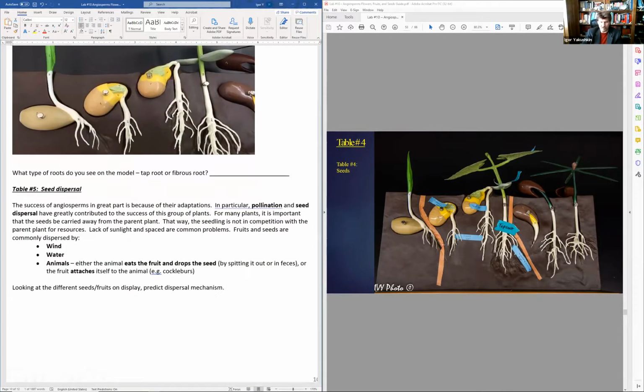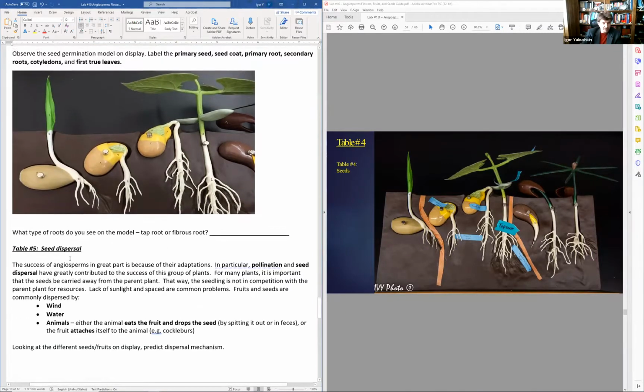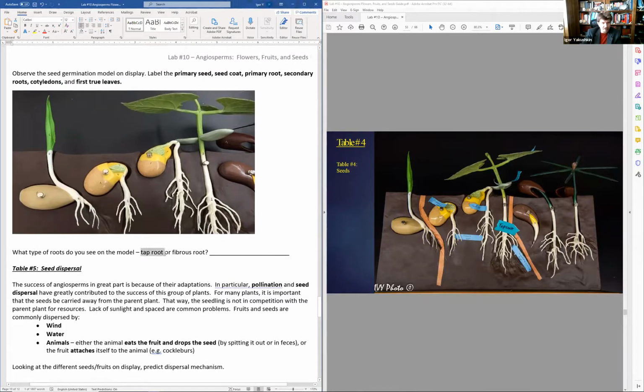Okay, so make sure that you will be able to see the taproot, the main root, and here you don't really see the taproot. So what kind of root will we have here? A fibrous root. What type of roots do you see on the model, taproot or fibrous root? Here we're looking at the fibrous roots. That one and that one are taproots, because you can clearly see the main root with the secondary roots coming out. Here, it's hard to say which one is the main root. Make sense?